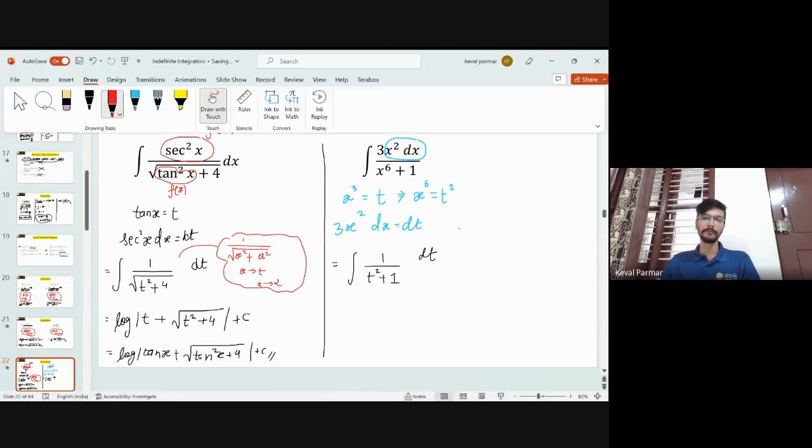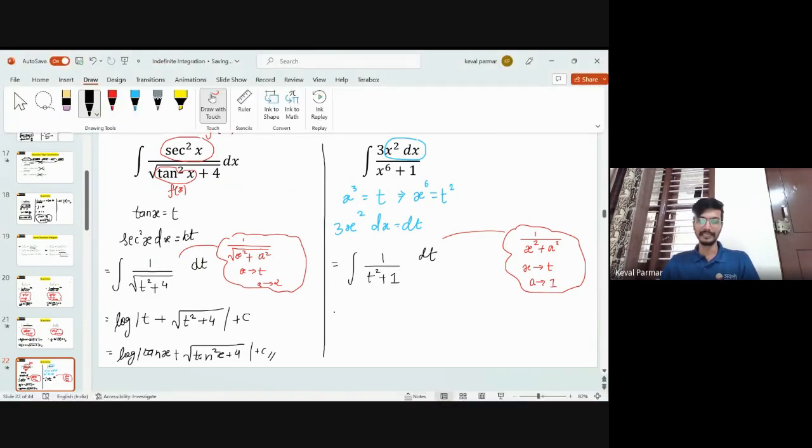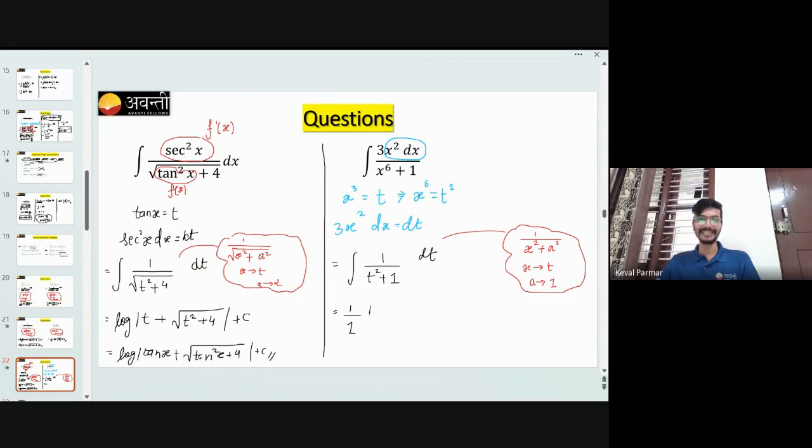Now how does this look? This looks like 1 upon x square plus a square, where in place of x we have t and in place of a we have 1. So that means I can write it as, what was the formula? 1 by a tan inverse of x by a plus c. In place of a we have 1, so it doesn't matter that much. So my final answer after resubstituting will be tan inverse of, in place of t we have x cube. So tan inverse of x cube plus c.